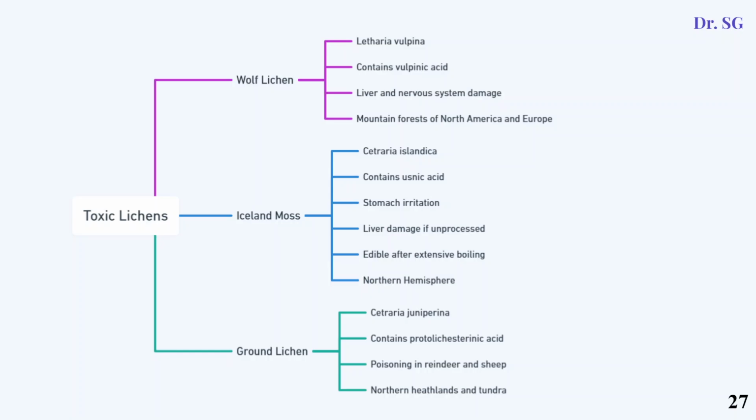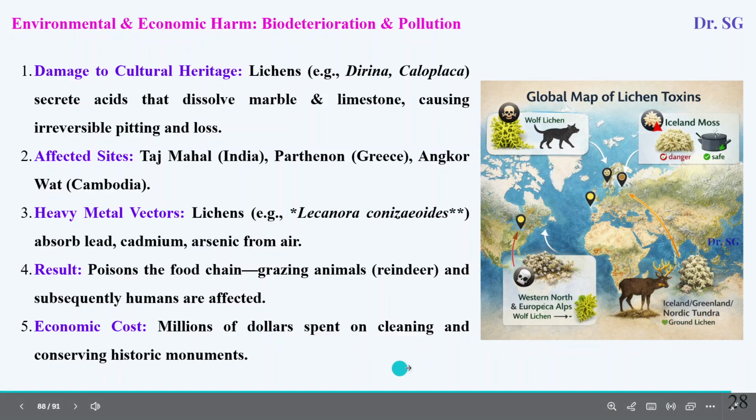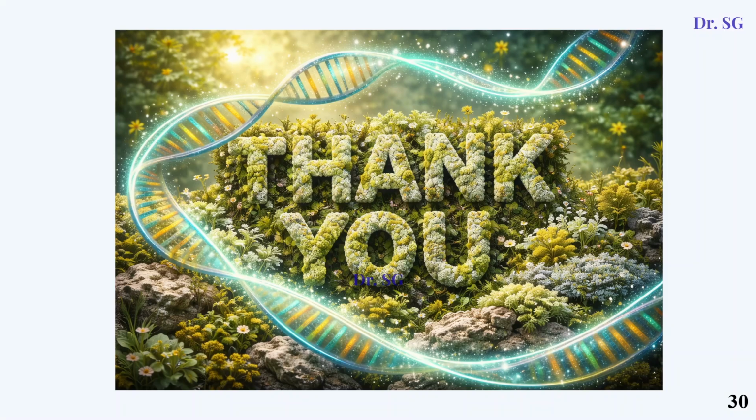And this is the mind map of that. You can see the global map of lichen toxins: wolf lichen is there in the western and northern European Alps, and you also have it in other parts of the world. They cause economic loss too, with millions of dollars spent on cleaning and conserving these historic monuments. And this is the mind map of this.